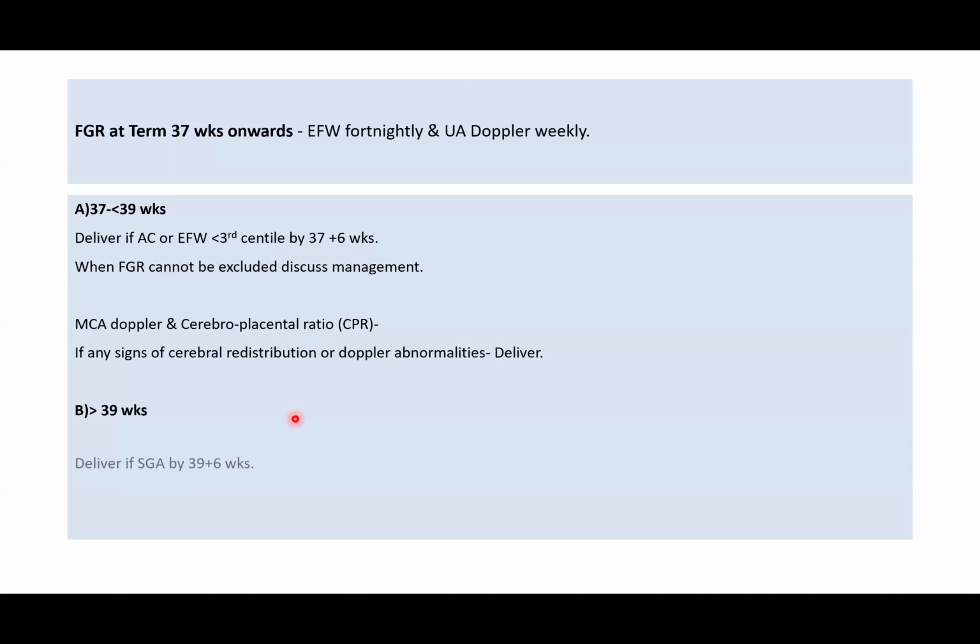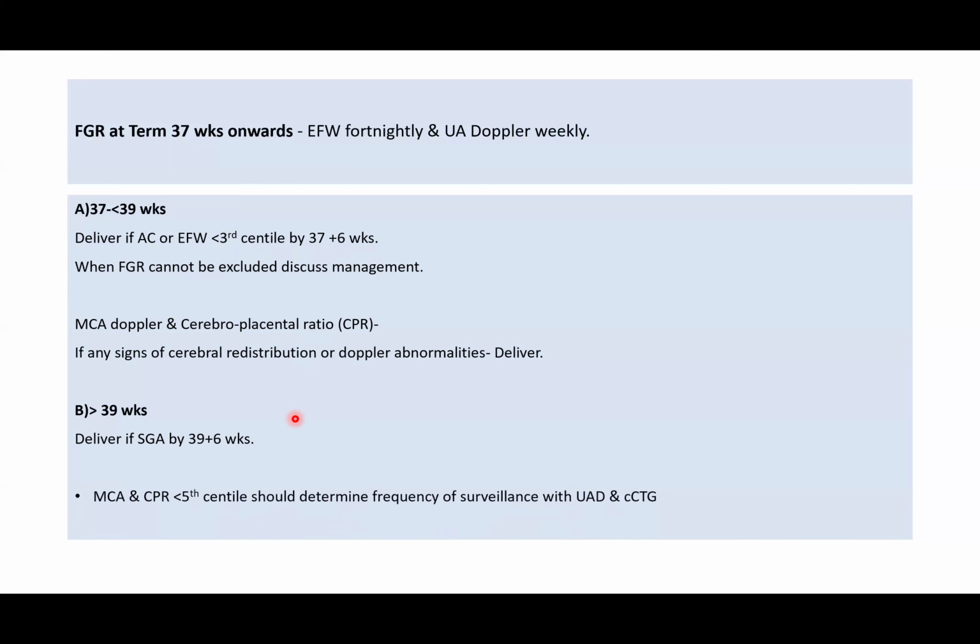What about gestation age at more than 39 weeks? We will deliver if SGA. If only SGA, then we can wait and deliver by 39 plus 6 weeks. Now, the guideline says that MCA and CPR, that is cerebroplacental ratio, less than fifth centile, should determine the frequency of surveillance with umbilical artery Doppler and CTG. So this will again be done by the experts.